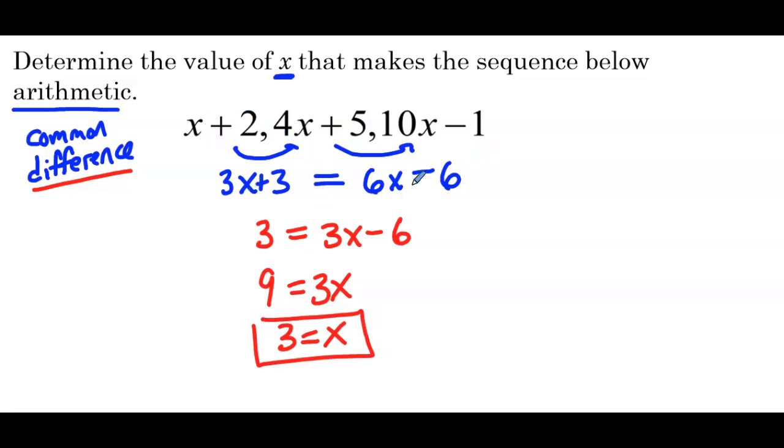Well, first, does it make the common difference the same? So 3 times 3 is 9, plus 3 is 12. 6 times 3 is 18, minus 6 is also 12. So these numbers would be the same.